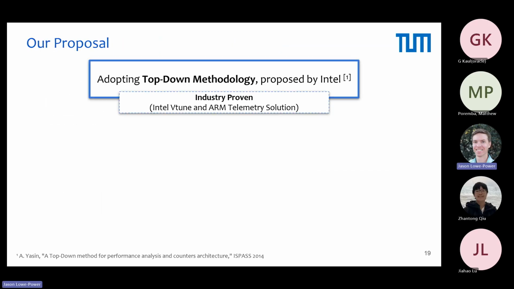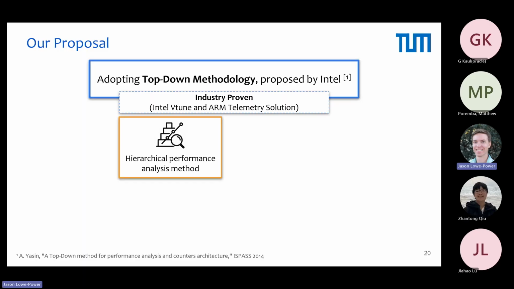Our proposal is adopting the top-down methodology, first proposed by Intel. It is an industry-proven method that is being used in Intel VTune and ARM's telemetry solution. By adopting the top-down methodology, it will provide a hierarchical and systematic performance analysis method, which can significantly decrease the time needed for analysis. Also, it will correctly identify the true bottlenecks.